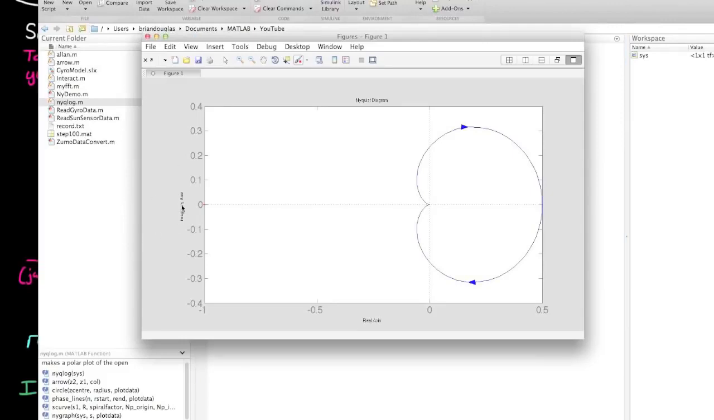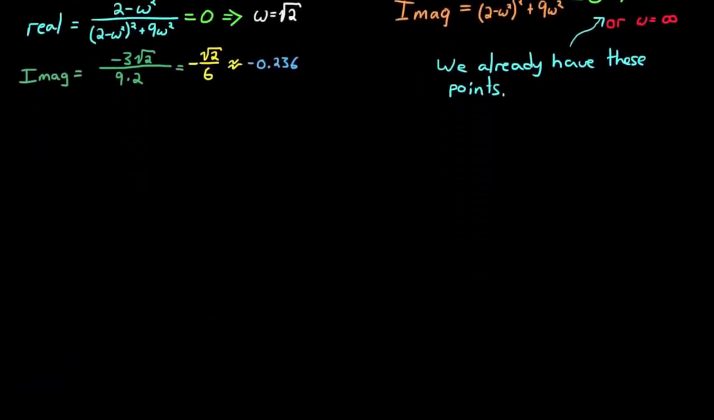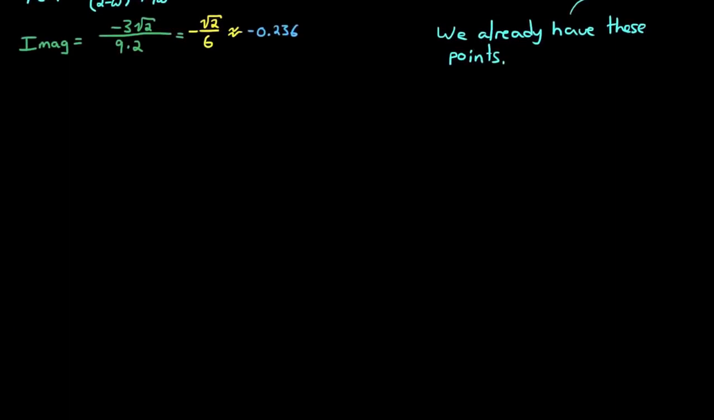It doesn't look exactly the same, but you can see that it starts at 0.5 on the real axis, loops down, crosses over the imaginary axis, and then ends at the origin, and the system is stable like we predicted. Now, a more complex transfer function is difficult to do in this method because you'll have several imaginary and real crossings. But if you're trying to assess a complex transfer function, you'd be better off using a computer to draw it rather than estimate it by hand. And I'm going to show you an example of this at the end of this video.